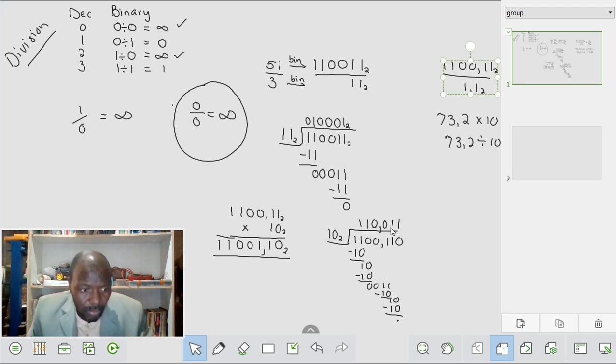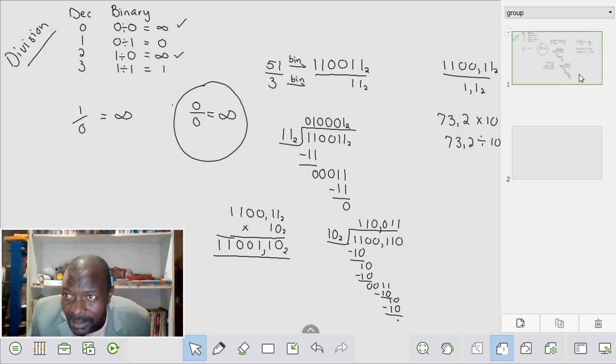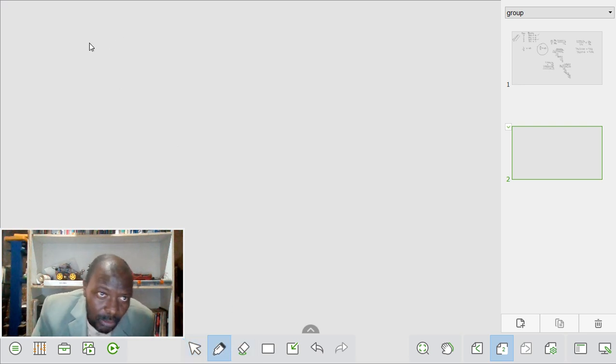I want to see if I can copy this and paste it on this side. I've not done this before, so it's something that I'm trying. Let's go and see. It's not happening. So I'll just have to remember it's 1, 1, 0, 0, 1, 1. What we'll do is go and say 1 1. We failed to copy and paste.